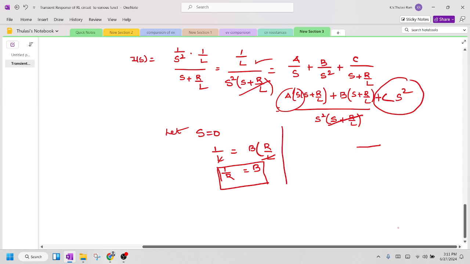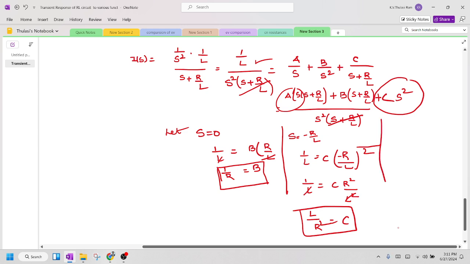And one more chance is there for finding the next term. Substitute s + R/L = 0, therefore s = −R/L. Substitute in this equation, then you are going to get 1/L = this term will become 0 and this term also will become 0. Then you are going to get C into (−R/L) whole square, which is 1/L = C into R²/L². L will get cancelled. Therefore, the value of C is, this L will come to the numerator, which is L/R². So the two possibilities are completed.